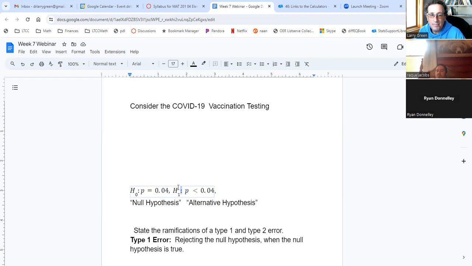And then P, the population proportion of all of those who got the shot who end up getting COVID, is less than 4%. Any questions on the null hypothesis and the alternative hypothesis?